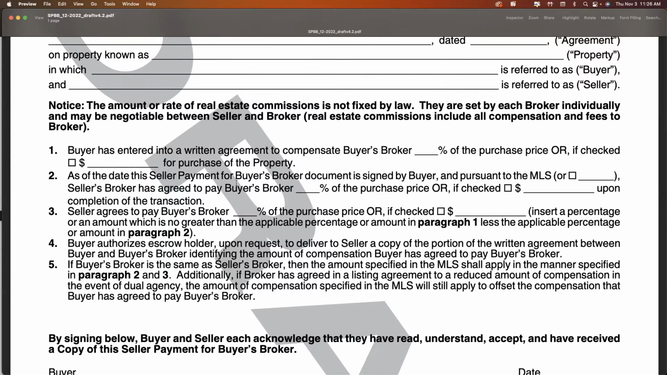Buyer authorizes escrow holder upon request to deliver to seller a copy of the portion of the written agreement between buyer and buyer broker, identifying the amount of compensation buyer has agreed to. So now what we're saying here is, look, I have an agreement to pay my buyer's broker this percentage of commission, 2%, 3%, 1%, whatever it is. You are now taking that responsibility on by offering either in the MLS or seller, you're going to pay this percentage on your own to take that on.